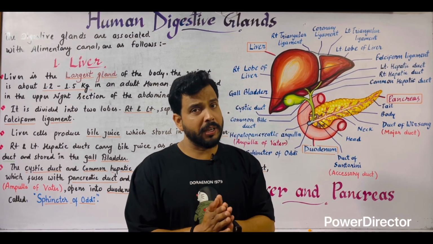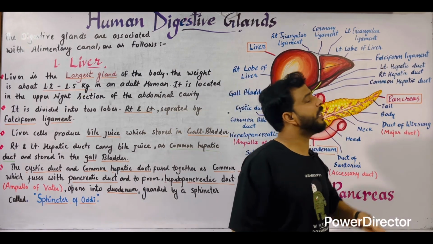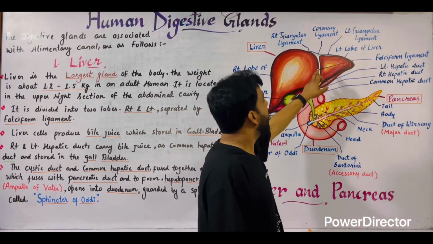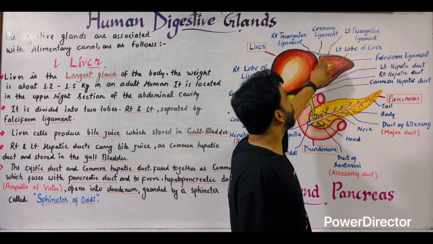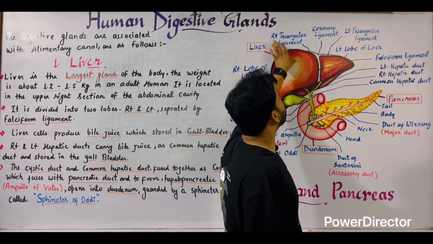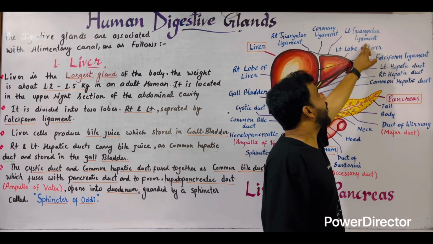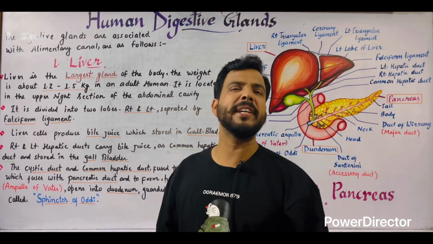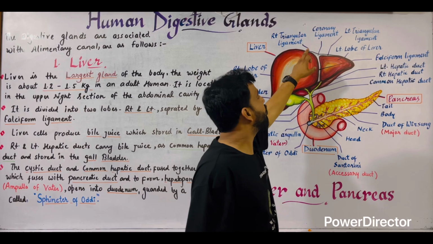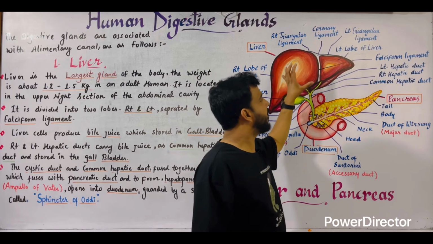Both the lobes of the liver are attached to each other through a ligament known as the falciform ligament. Three other ligaments are also present in the liver, as you can see in the diagram. The ligament in the center of both the lobes is known as the coronary ligament. On the right side is the right triangular ligament, while on the left side is the left triangular ligament. So there are a total of four ligaments in the liver: the falciform ligament, the coronary ligament, the right triangular ligament and the left triangular ligament.